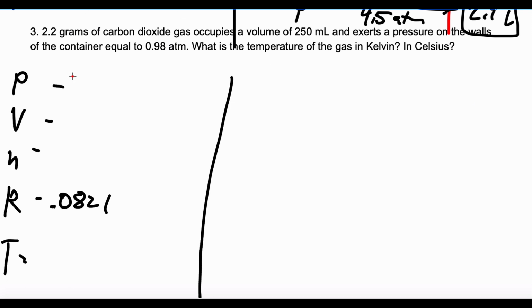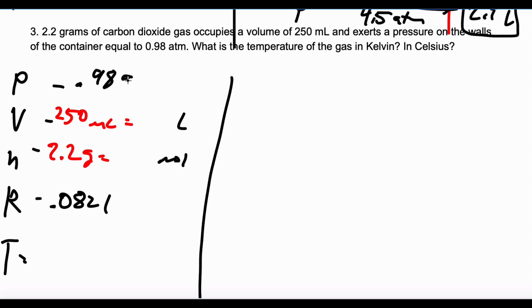Well, that's not in moles. So we're gonna put 2.2 grams there, and we're gonna be looking for moles of that. 250 milliliters. That's not in liters, so we're going to put that there, looking for liters. 0.98 atmospheres. Now that is in the unit we want. And they're looking for the temperature in Kelvin, and then later they're going to ask us to convert it to degrees Celsius. But this Kelvin here is the first one we're looking for.